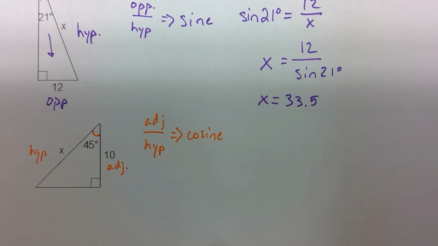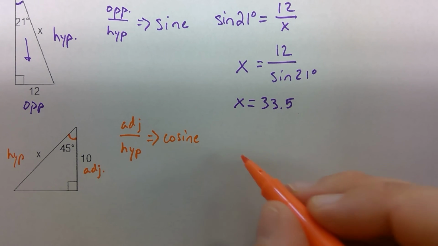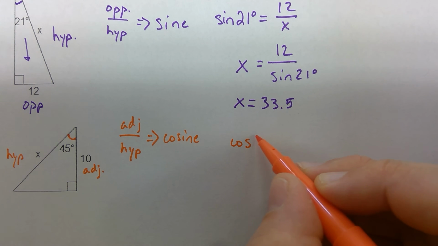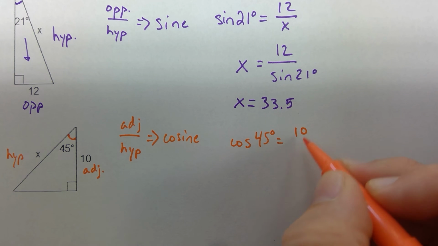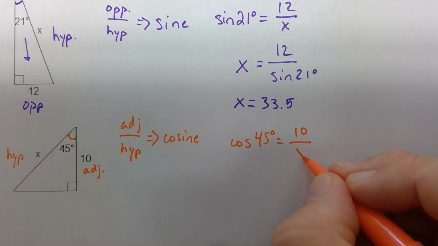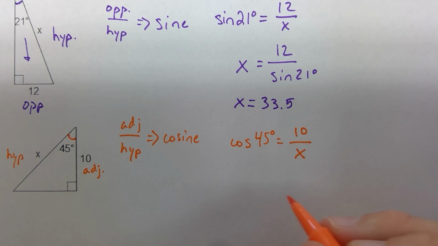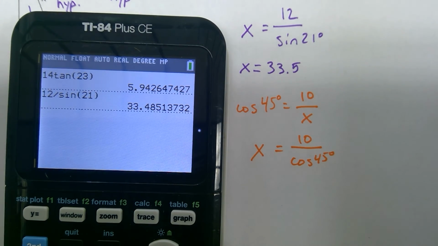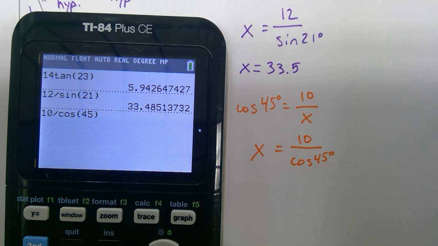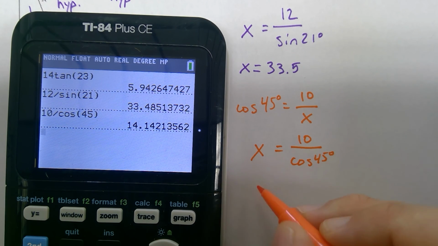So I'm going to set up my trig ratio. Cosine of 45 degrees equals adjacent, in this case 10, over hypotenuse, which is my x. I'm going to rewrite my equation here: 10 over, swapping my left side and my denominator, and then once again I'll put that in the calculator. So I have 10 divided by cosine 45 equals 14.1.